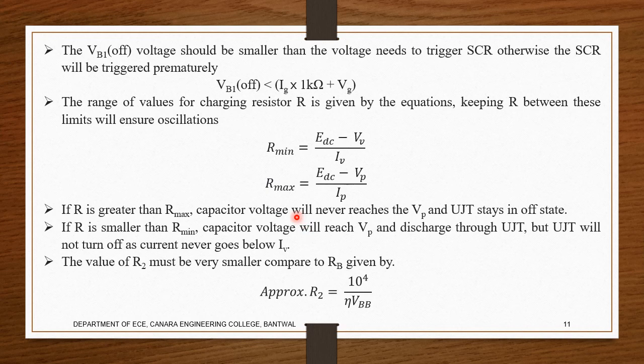Depending on the VV and VP we require, we can design a specific time interval where a gate pulse has to be designed, or the oscillator function, and that has to be given to the SCR. So we can make an SCR on for a specific duration of time. The value of R2 must be very small compared to RBB, and approximately R2 is equal to 10 to the power of 4 divided by eta times VBB. This is all about the UJT curve.